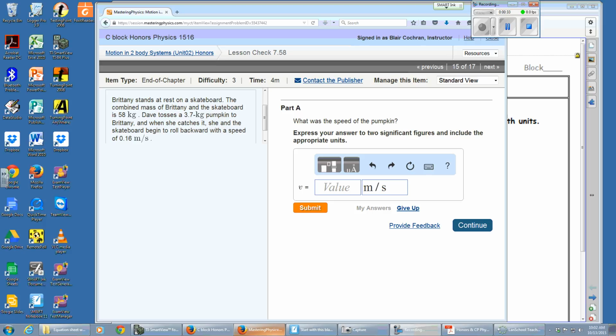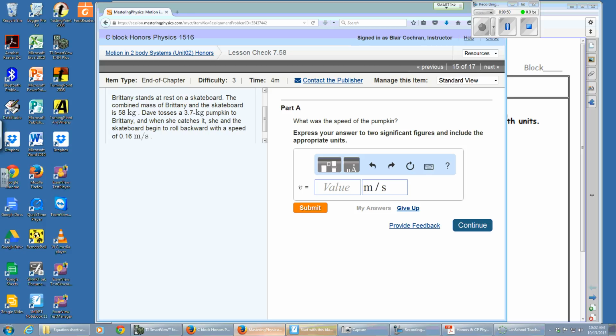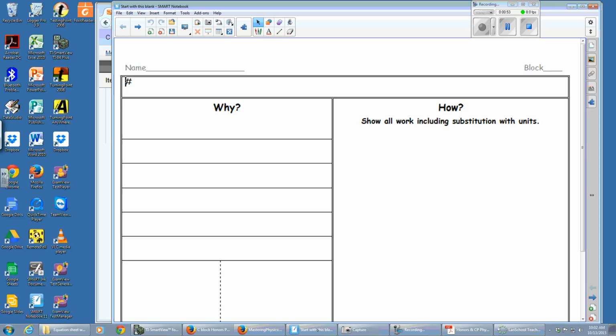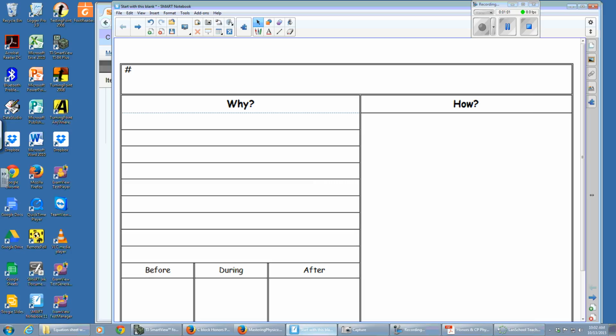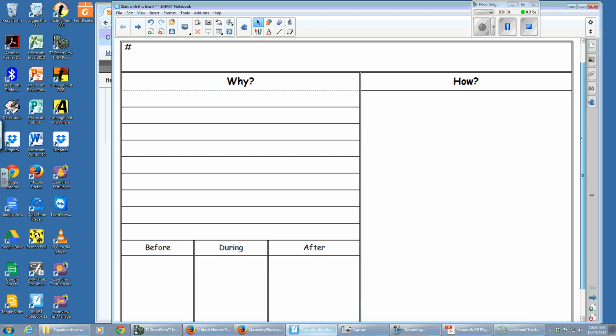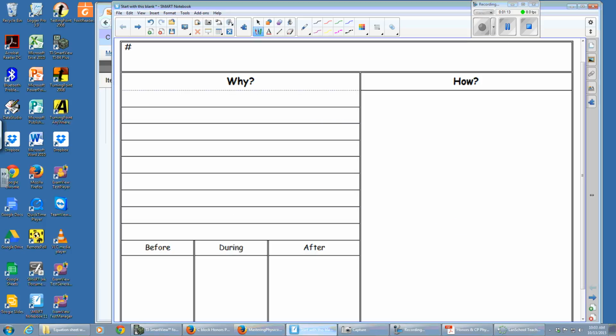Okay, so Brittany stands on the skateboard. Combined mass of Brittany and the skateboard is this. Dave tosses this pumpkin to Brittany and she catches it. And the skateboard is going to roll backwards with the speed of this. So this is a before and after one. All right. So as we look at our setups, we need to use a setup that's before and after. So I'm going to move one up here, and this is what we'll use to do it. Okay. So we're going to need our diagrams in here. So let's see. This was what, 7.58.